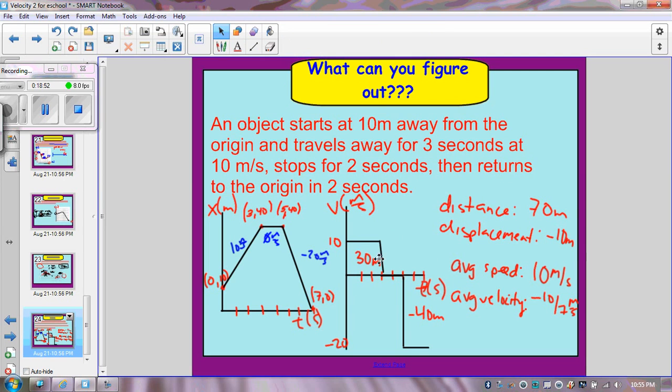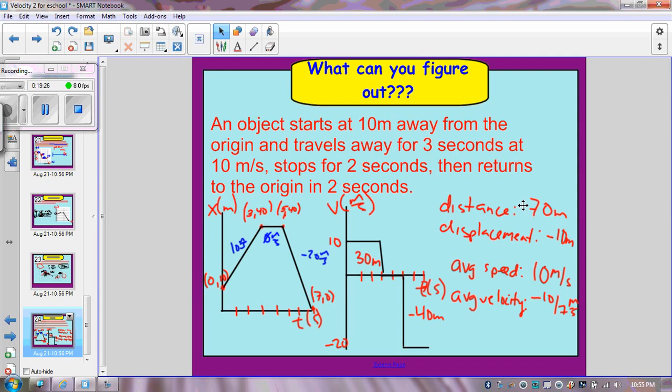Over here, I've mapped the velocity. 10 meters per second for the first 3 seconds, 0 meters per second for 2 seconds, and then negative 20 meters per second for the last 2 seconds. And that was figured out by taking the change in x over the change in t for these last 2 seconds. I also found the area underneath the curves and used that to figure out my displacement. The displacement was negative 10 meters, indicating why the object would have started here at 10 and then ended at 0. I also took 30 plus negative 40 to get negative 10 as well.